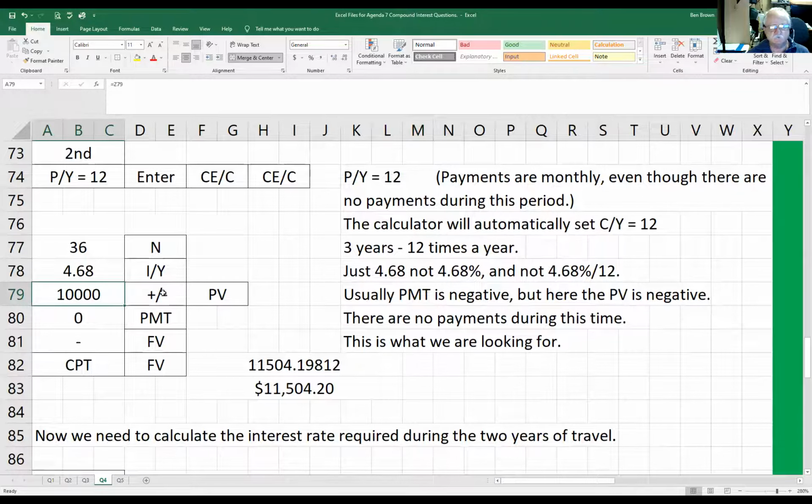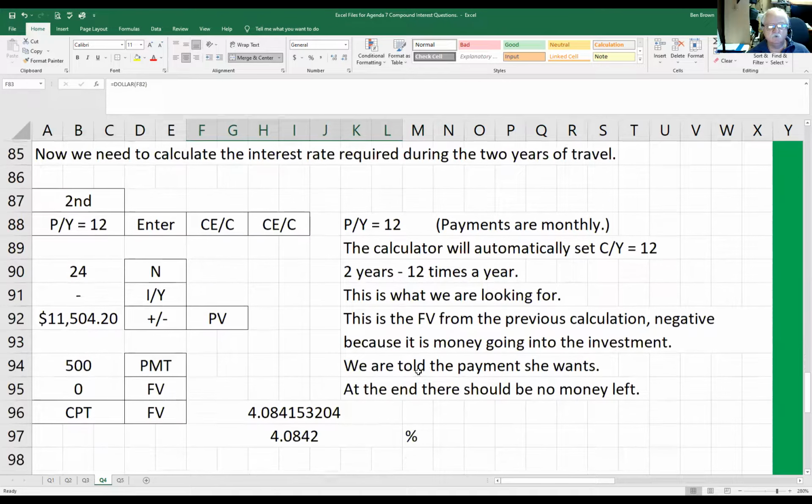The 10,000, which is negative, because we had to put it into the investment. During the first 3 years, there are no payments, but we have to tell the calculator that. And we're looking for the future value, so we compute future value. And hopefully we get the same answer that Excel gave us.